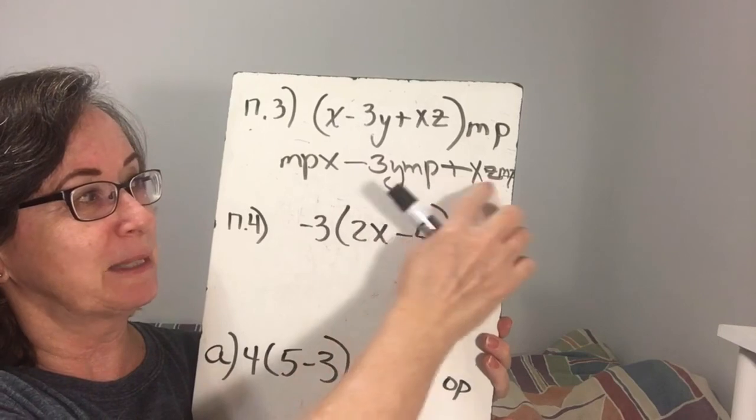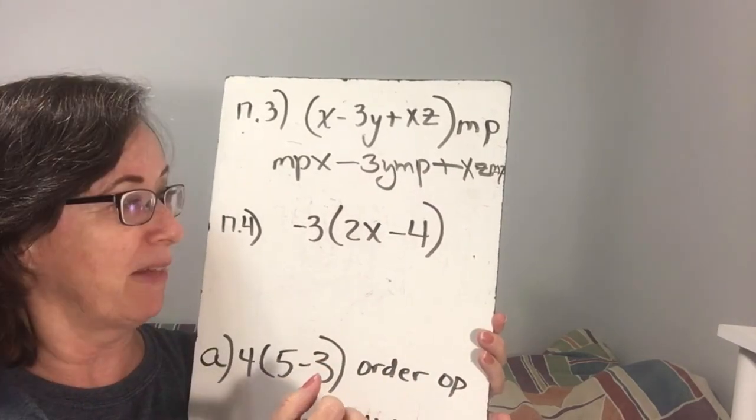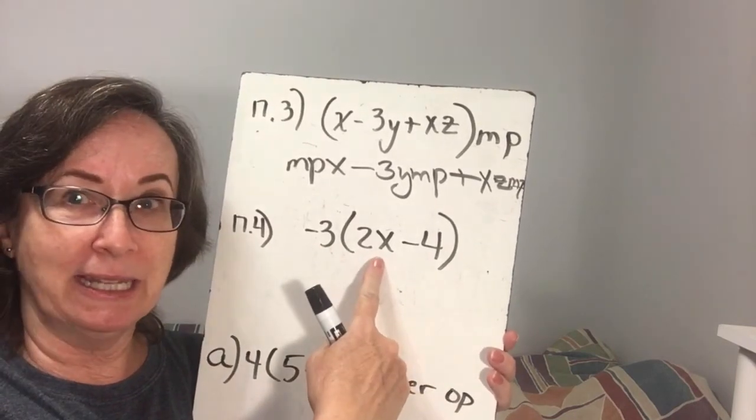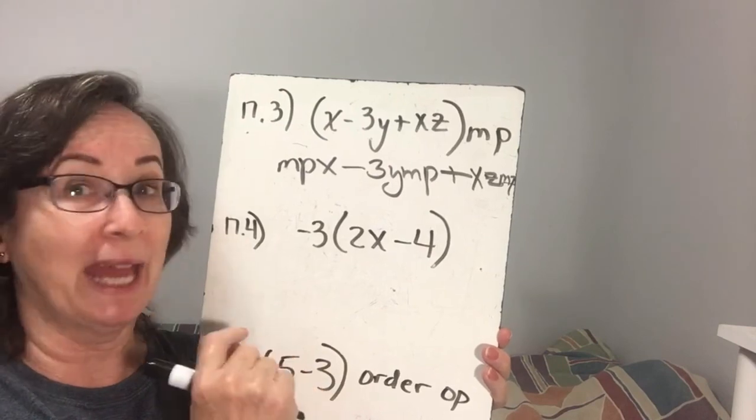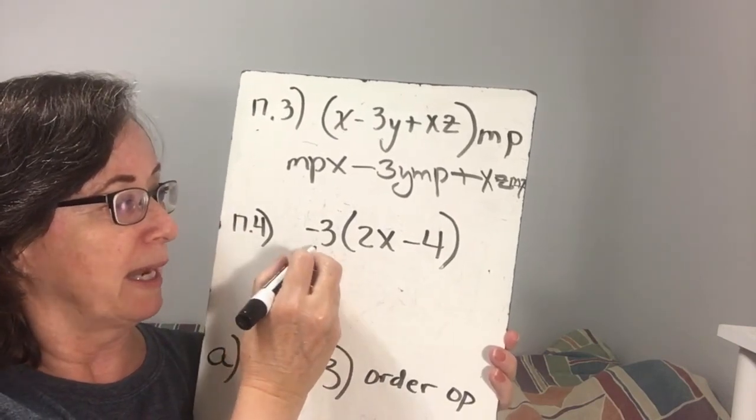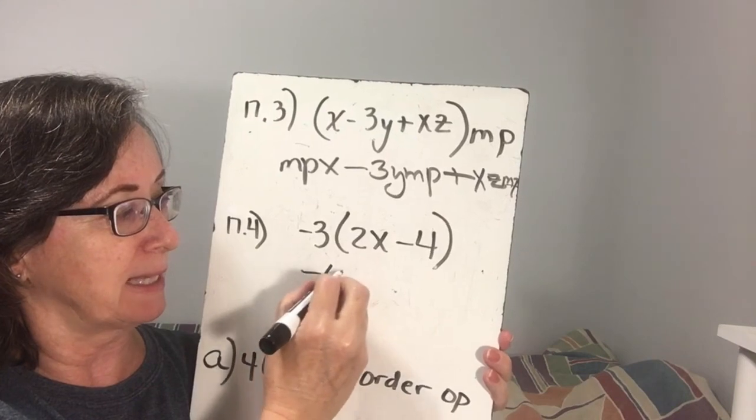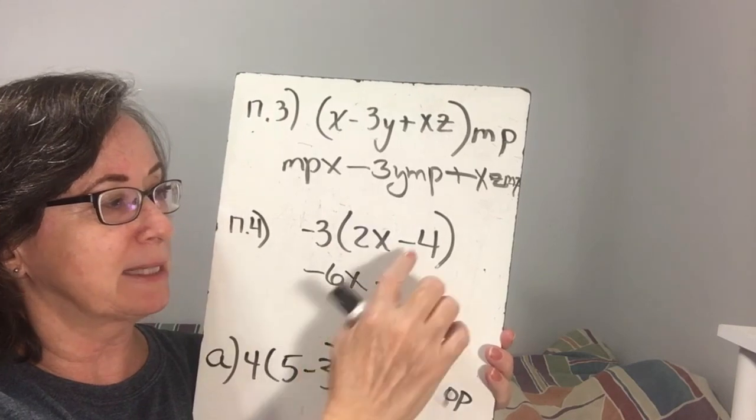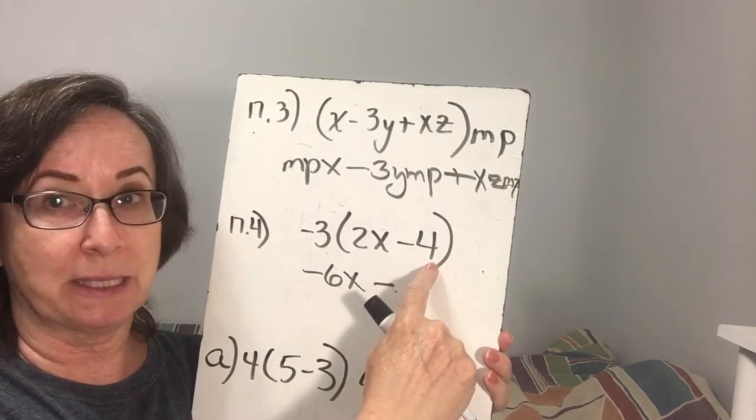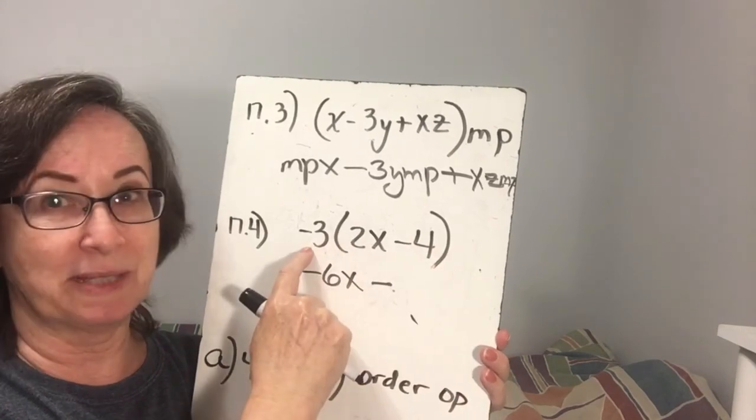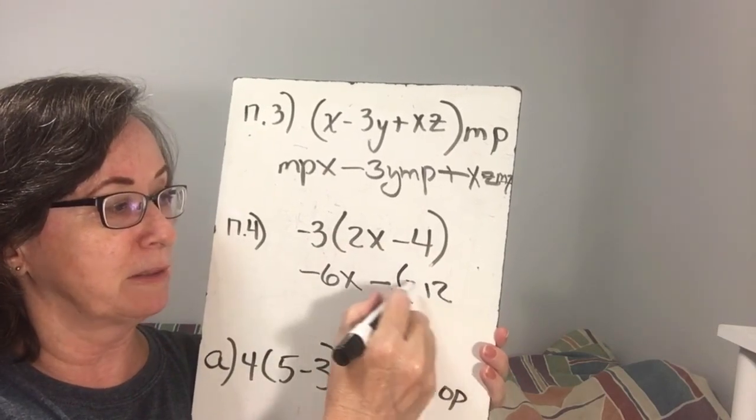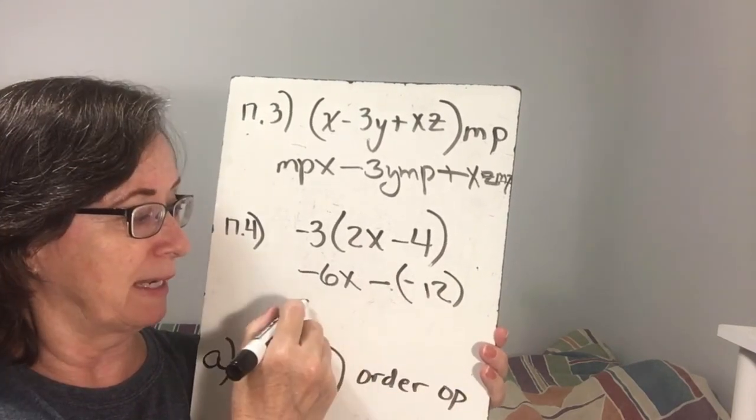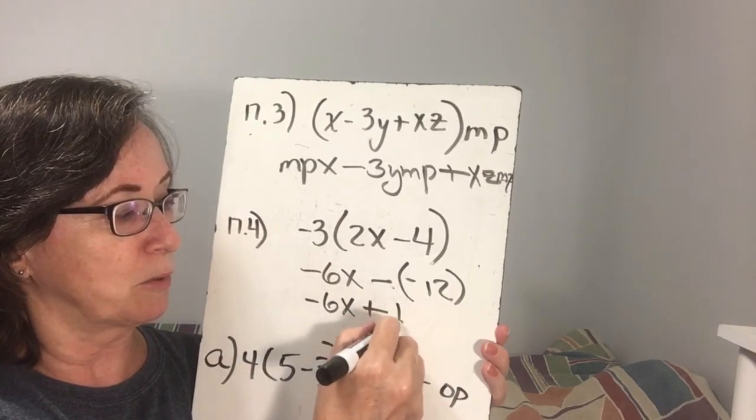And there's no way we can simplify that, is there? We can't add any of them together because they're not like terms. Okay, look at this one. We cannot add 2x minus 4 together. We have to distribute. So we're going to have negative 3 times 2x is negative 6x. Negative 3. Now, remember, if I bring the minus sign down, then I have to make this a positive 4. And I'd have 4 times a negative 3 would be a negative 12. And then I'd have a minus a negative, which would be a positive. I'd have negative 6x plus 12.